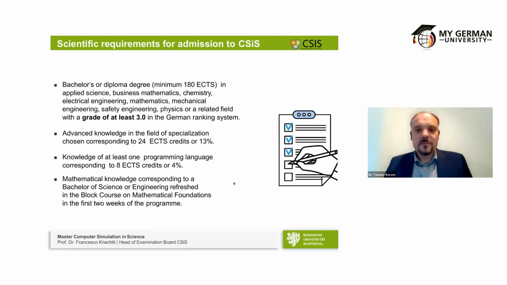So if you are interested in this program, the prerequisites that you have to fulfill are the following. It's a master's program, so you're required to already have a bachelor degree. We are quite open to all kinds of different bachelor degrees. Can be anything in applied science, business mathematics, chemistry, electrical engineering, mathematics, mechanical engineering, safety engineering, physics, or something related. You need to have a grade of at least 3.0 when it's translated to the German system, which is a middle good grade. So in Germany, 1 is the best and 6 is the worst.